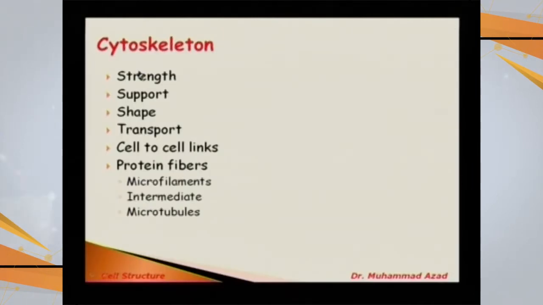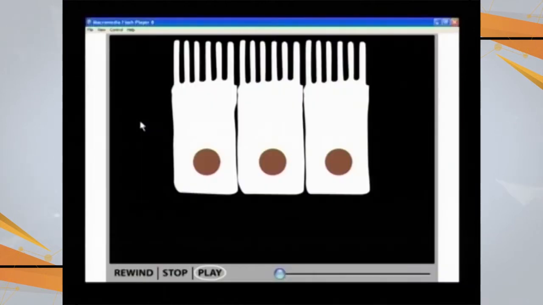Functional aspect of cytoskeleton: they are going to provide strength to the cell, support to the cell, shape to the cell, intracellular transport, because the microtubules have lumens, and they are going to provide cell to cell links. All of these three are basically protein in nature. All of these are 100% protein in nature.